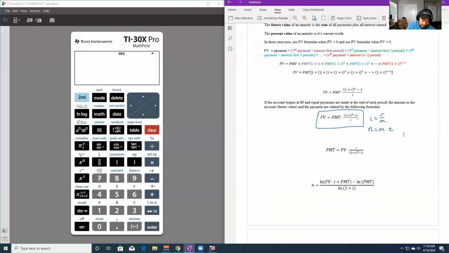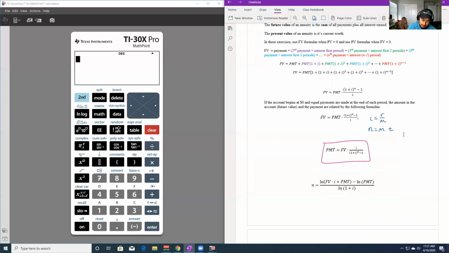Okay, and to save us some time, the second formula is if you're solving for payment. So we have already rearranged it for you, so we don't have to go through the process of rearranging this formula. You're welcome. So if you're solving for payment, we will use the second formula. Payment equals future value times I over 1 plus I to the n minus 1.